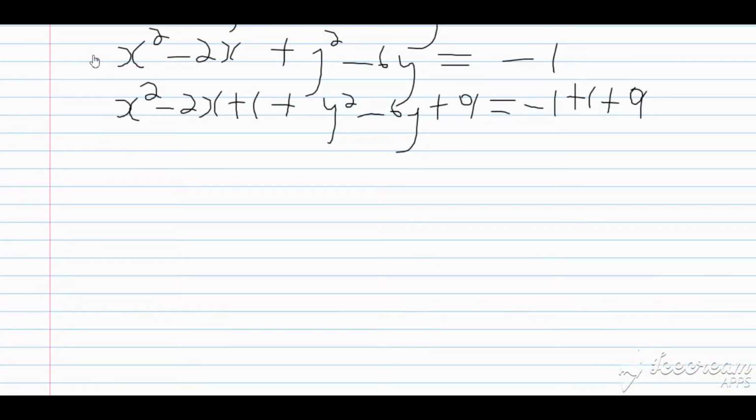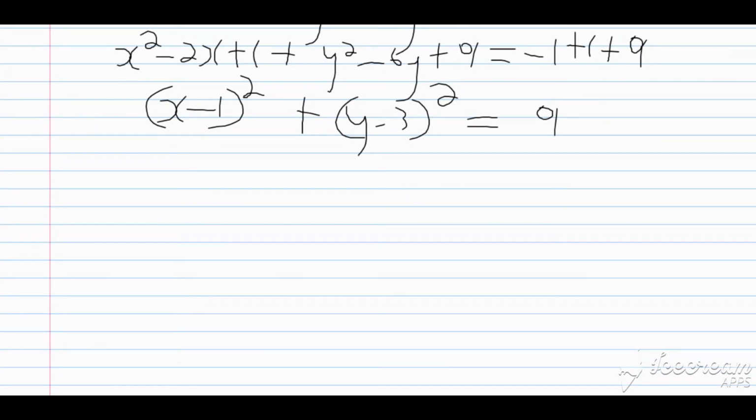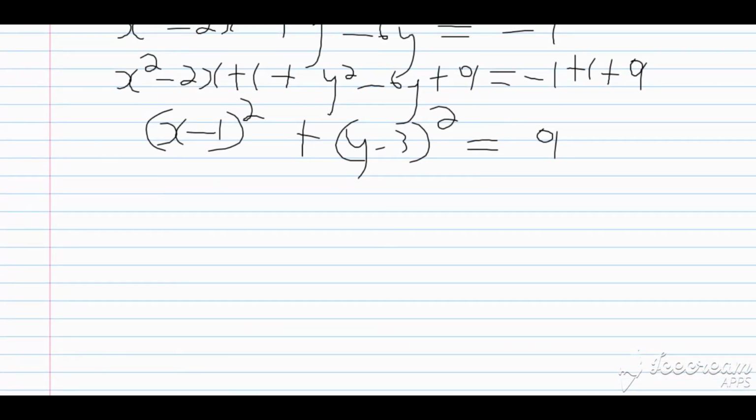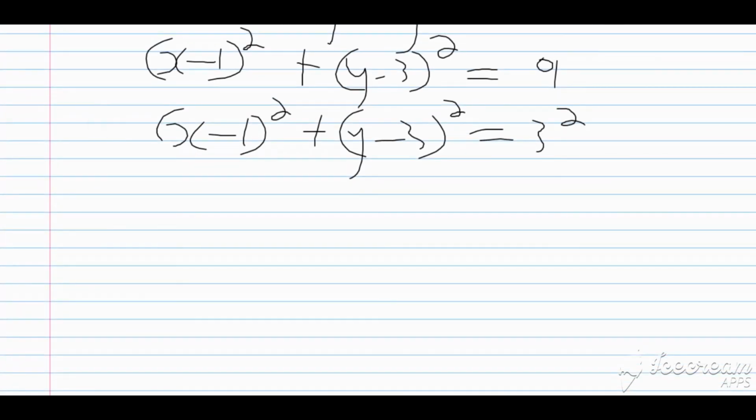Alright, let's break this down. As a perfect square, this is now x minus 1 all squared plus y minus 3 all squared is equal to 9. Now we can write 9 as 3 squared. So I have x minus 1 all squared plus y minus 3 all squared is equal to 3 squared. We now have the equation in its standard form. So clearly we can say that the center of this circle is at 1, 3, and the radius is equal to 3 units.